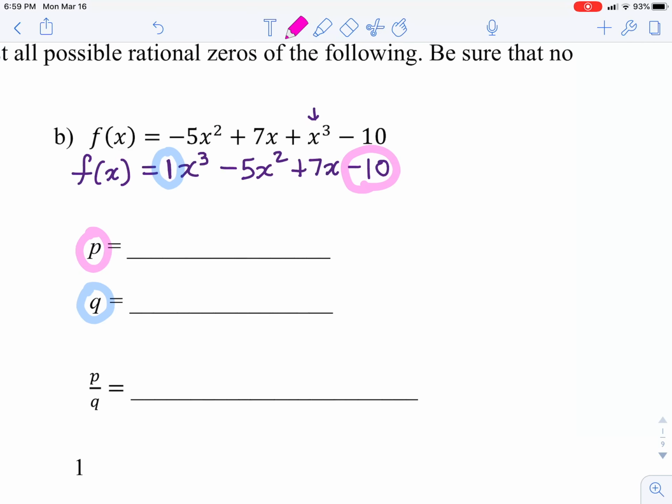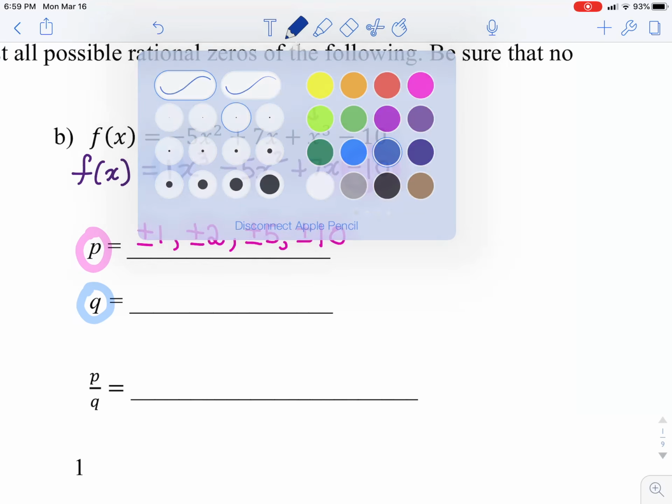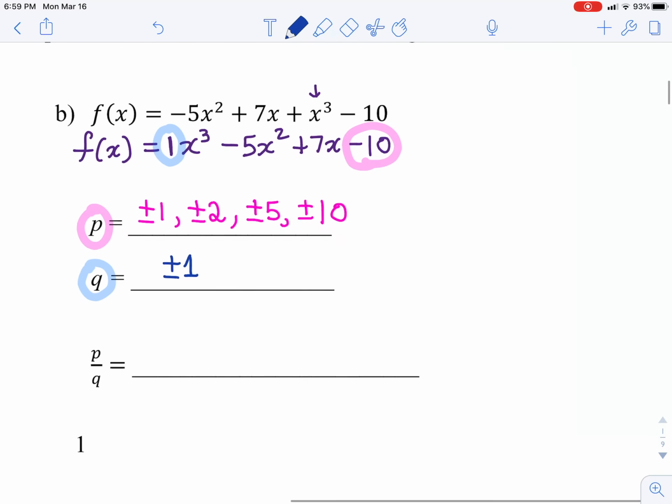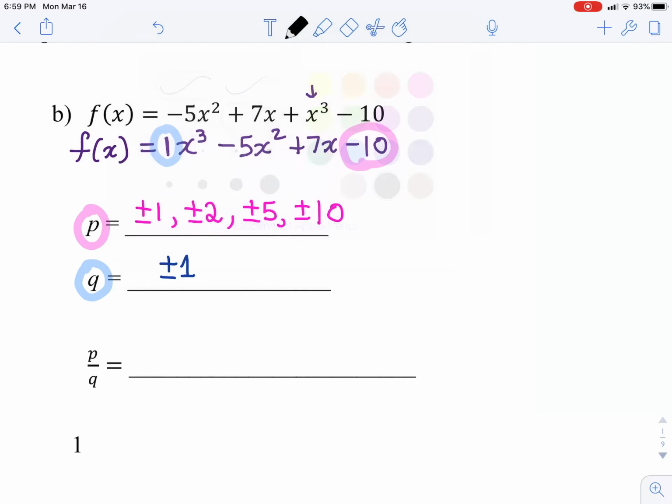So, P's, plus or minus 1, plus or minus 2. All the numbers that divide 10 evenly, plus or minus 5. And lastly, plus or minus 10. Okay, next one, all the numbers that divide 1. Well, that's simple, right? It's just going to be plus or minus 1. So, if I write P over Q, that's simply going to be all these 4, or I should say 8 numbers divided by 1 or negative 1.